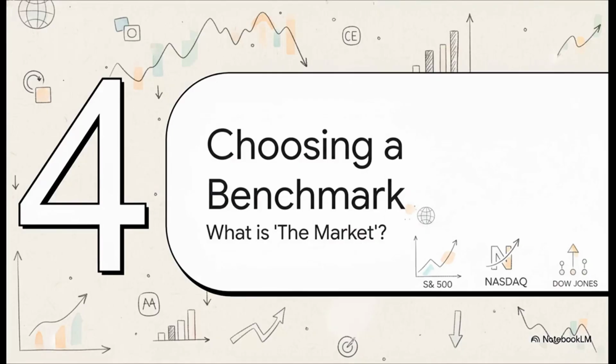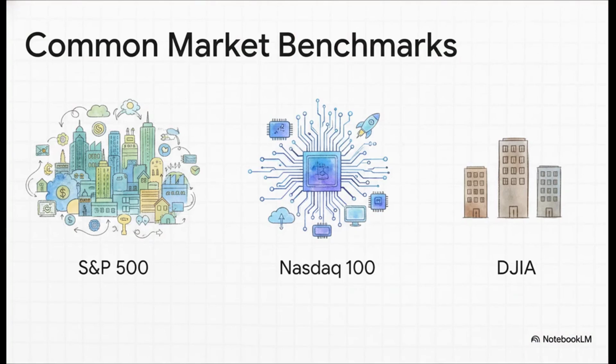Now, I've been saying "the market" over and over. But what does that actually mean? It's not some abstract concept. Let's look at what benchmarks we're actually comparing these stocks to. So when we say the market, we're usually talking about a big stock index. By far, the most common one is the S&P 500. It tracks 500 of the biggest U.S. companies, so it's a fantastic gauge for the overall U.S. market. For tech stocks, a lot of people use the Nasdaq 100 as their benchmark. And yeah, you've heard of the Dow Jones, but since it only has 30 companies, it's not really used as a broad market benchmark that much anymore.